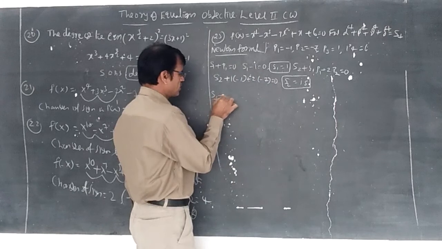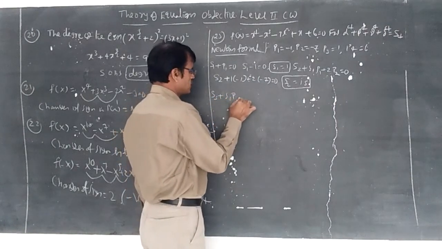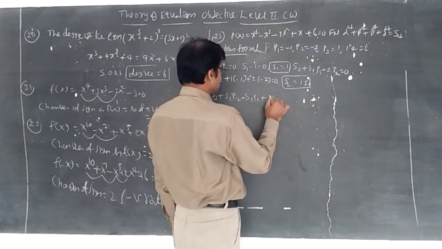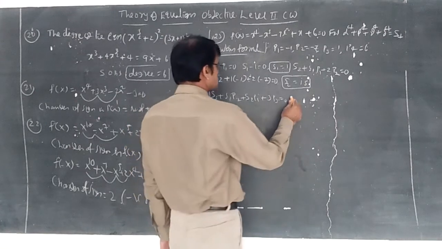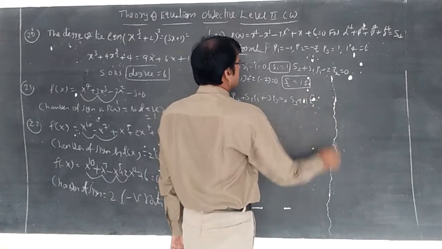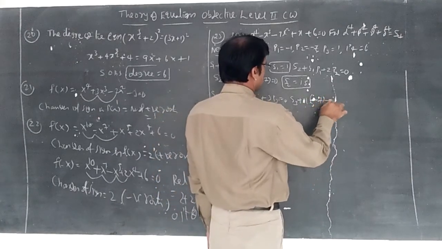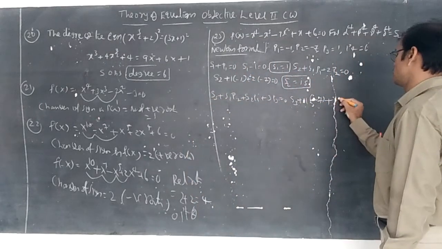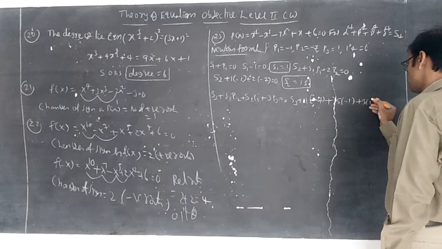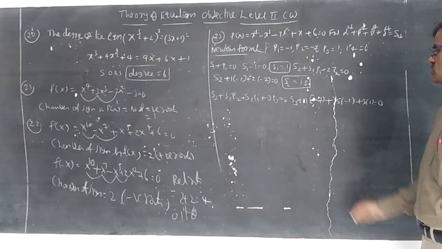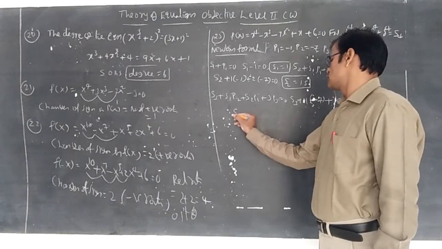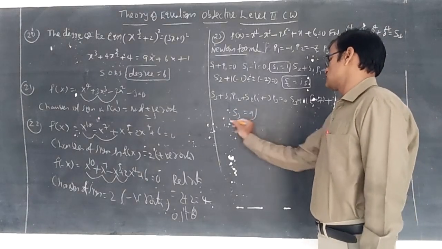Now let us write the formula for S3. S3 plus S1 P2 plus S2 P1 plus 3 P3 equal to 0. So S3 plus S1, meaning 1, into P2, meaning minus 7, plus S2, now we got 15, into P1, minus 1, plus 3 P3, so 3 into 1, equal to 0. This is minus 7, minus 15, minus 22 plus 3. Minus 12 plus 3 means minus 9, so S3 is equal to 9.